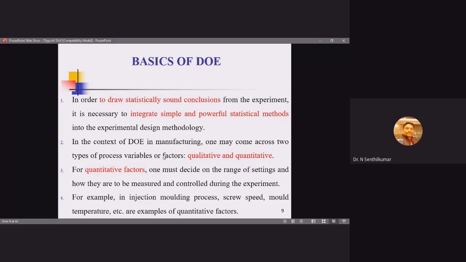Okay, so examples. The screw speed may be 10 meter per minute, 20 meter per minute, or 30 meter per minute. So that is quantitative. The temperature, 60 degrees centigrade, 90 degrees centigrade, 120 degrees centigrade. So the temperature that we are going to keep. So those are quantitative factors.